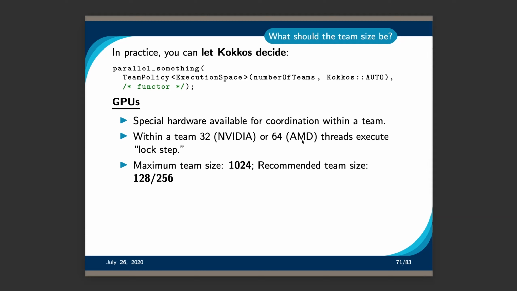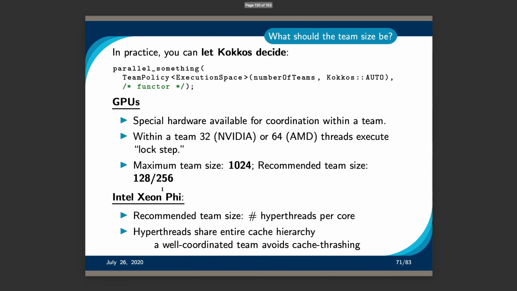In practice, on GPUs, you want rather larger teams, typically 128, 256. You want them a bit larger on AMD than on NVIDIA. Our internal heuristic right now essentially takes into account things like register counts, as well as shared memory usage, which I haven't talked about yet, to find a team size which leads to optimal occupancy.